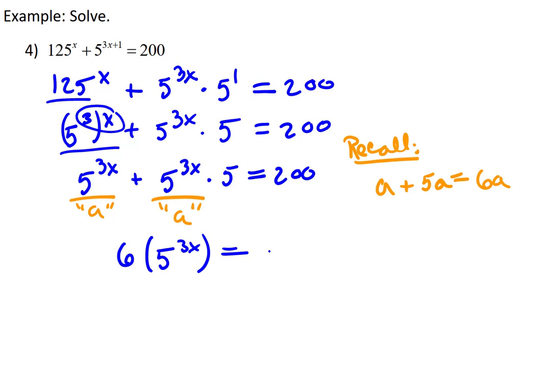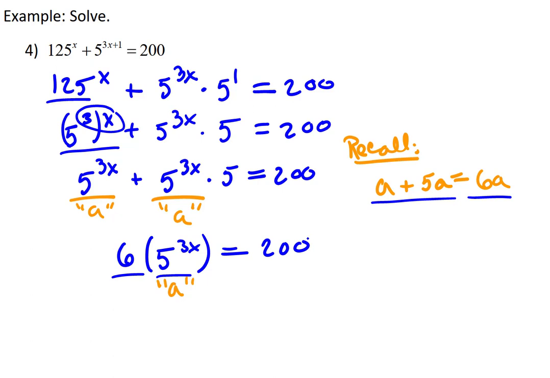Okay, so let's understand carefully where this is all coming from. Remember, this is like a plus a times 5. And if you recall the combining like terms steps of algebra, it really means 6 times a. Well, there's our 6, and there's our a. So this is all really still equal to 200, which is on our right side.